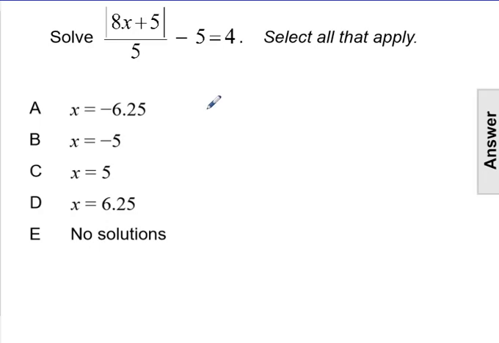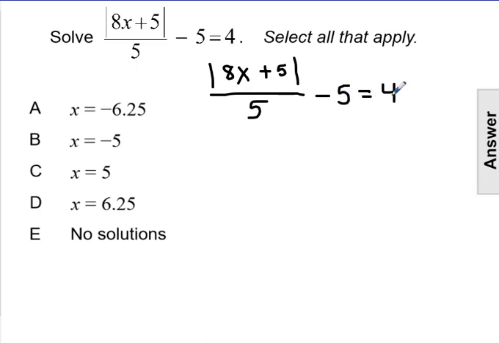Solve the absolute value of (8x + 5)/5 − 5 = 4. When we're solving an absolute value equation, it's really important to first get the absolute value all by itself on one side of the equal sign, and then we can split into our two different equations from there. So right now, this is not by itself. It's being divided by 5 and subtracted by 5.